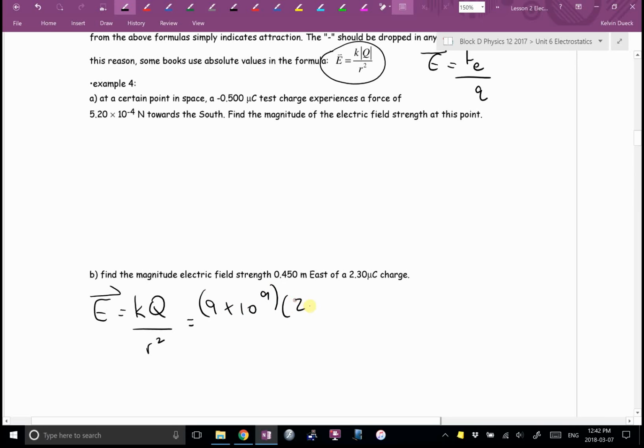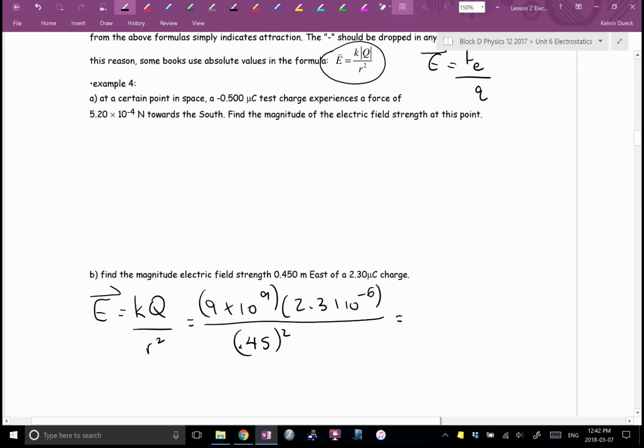Q is 2.3. Who remembers what that micro got replaced with? 10 to the what? Now, if you forget, it's on the chart of prefixes that I gave you on your sheet. So it is 10 to the negative 6, divided by 0.45 squared. Now you can use your calculator.